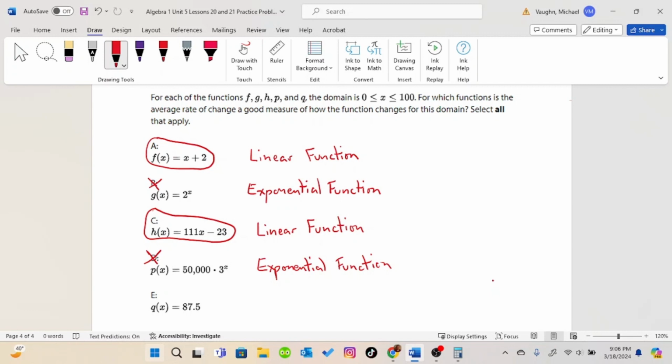And finally, choice E, Q of x equals 87.5. This is a horizontal line. The rate of change would be 0, and it would be 0 forever. So this is described well by the rate of change because the rate of change never differs. It will be a horizontal line to infinity in both directions.